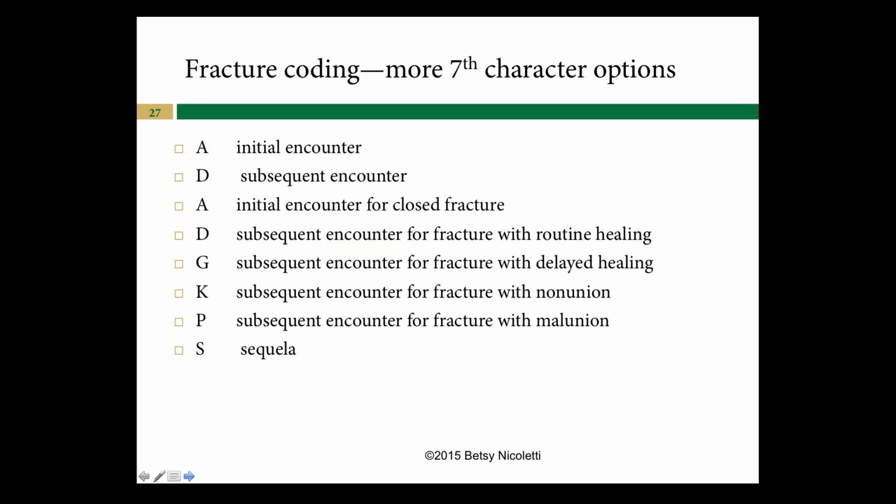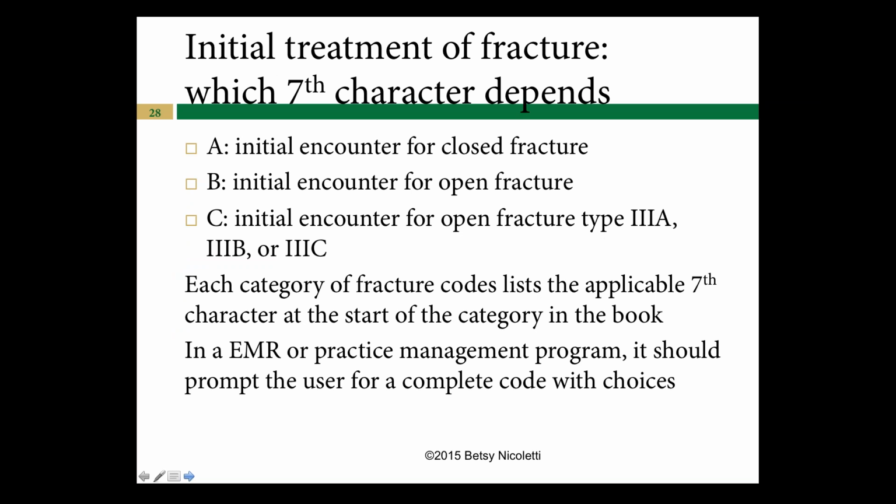But for fractures, there are more options, and here I've got them on the screen. Is it an initial encounter for a closed fracture, a subsequent encounter for a fracture with routine healing, delayed healing, non-union, or malunion? And the other thing, there are certain fractures that use the Gustilo classification to decide on the seventh character. And in that case, for those fractures, we use A for a closed, B for an open, and C for an initial encounter of an open fracture with those three types.